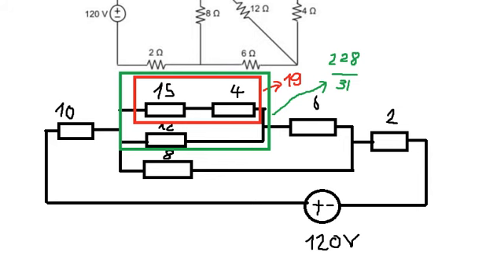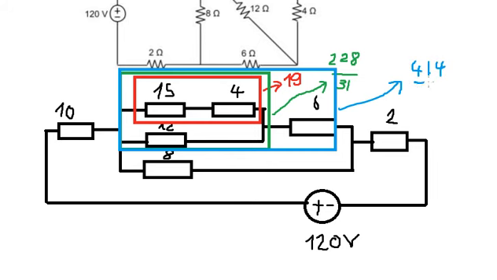Now I put in the blue one. The green one is in series with number 6, so we sum 228 over 31 with number 6, and you will get 414 over 31. And we see that the blue one is parallel with number 8, so I will put in the orange. That's about this one in here.